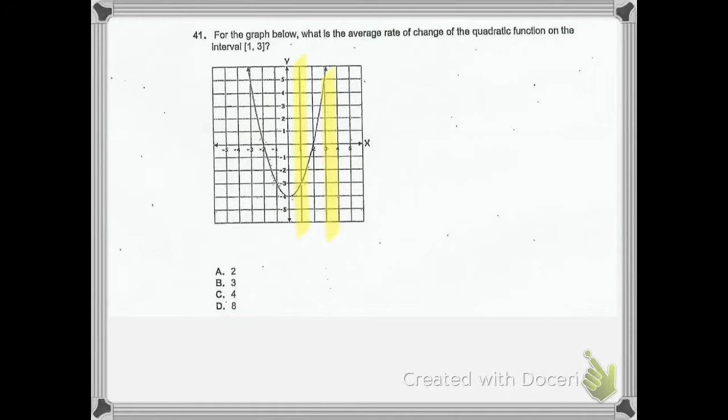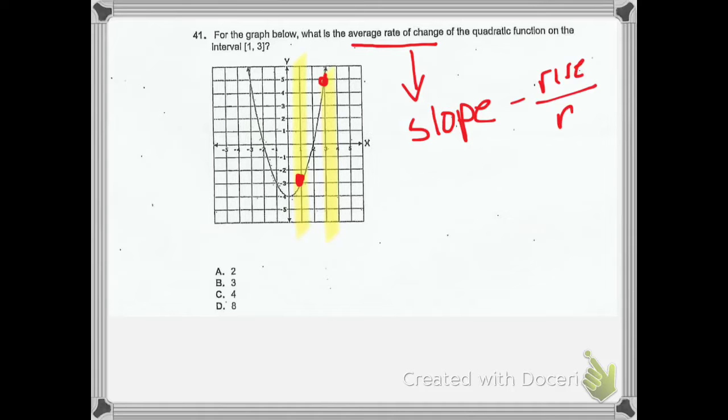Number 41. For the graph below, what is the average rate of change of the quadratic function on the interval from 1 to 3? Now remember, rate of change is the same thing as slope. I highlighted where negative 1 was, so that would be the point right here. And then 3 is in the yellow, so that would be here. So if I wanted to find my slope, that's rise over run. So I need to rise a total of 8 and run 2. So my slope would have to be that reduced, which would be 4. C.